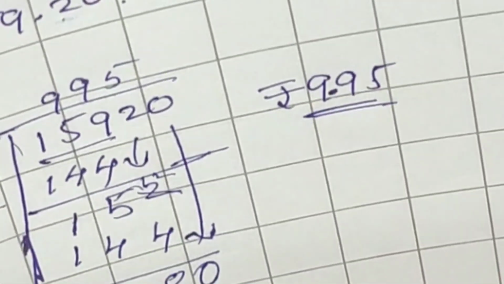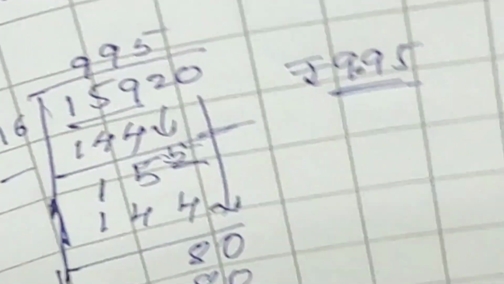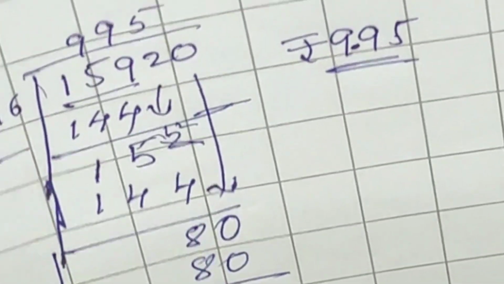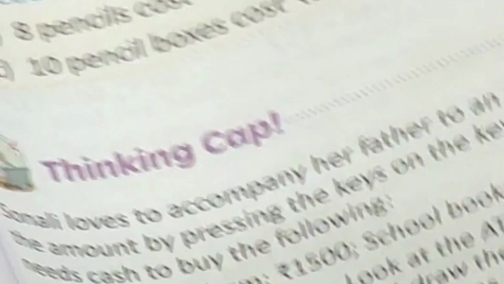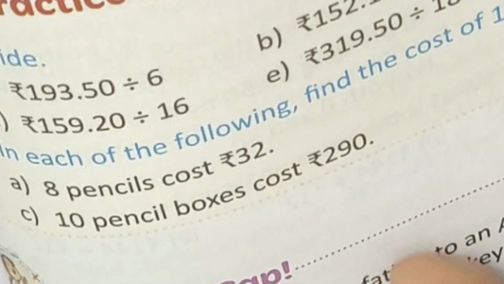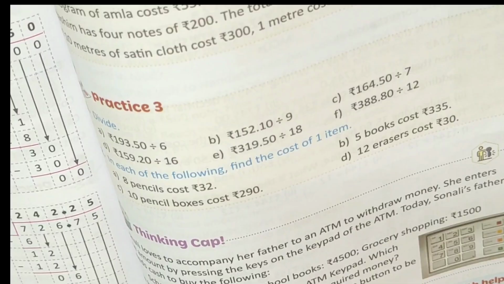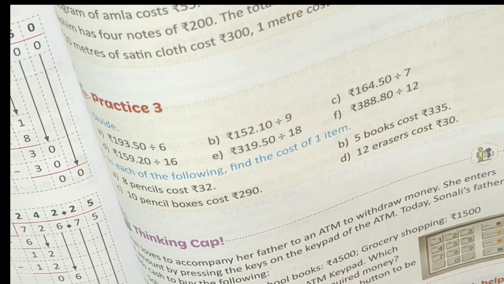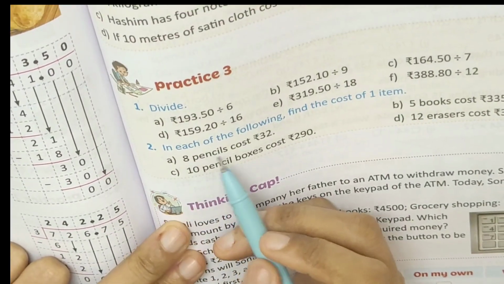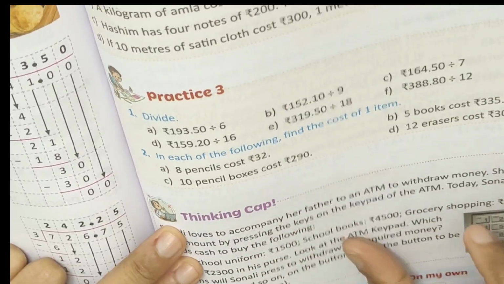Okay, understood? So for this we have to do the remaining 2. Okay, this is the same, 2 digits. Next, in each of the following, find the cost of one item.